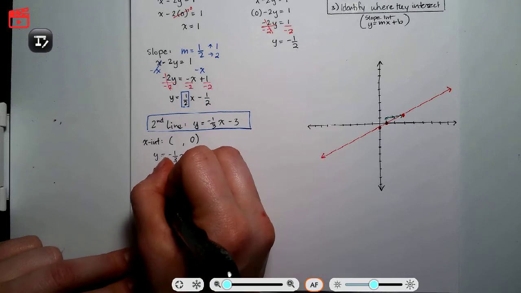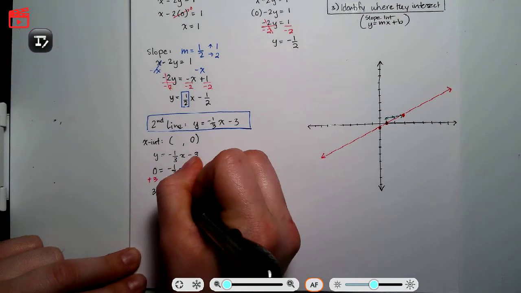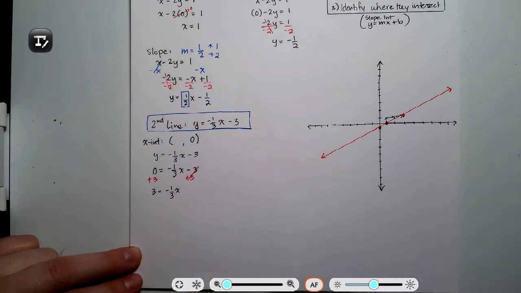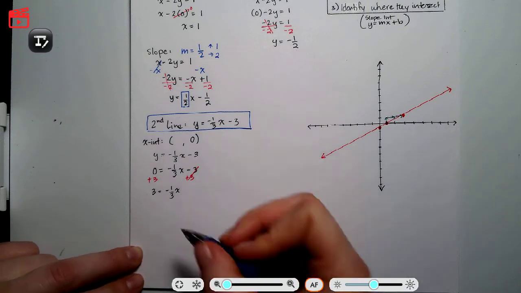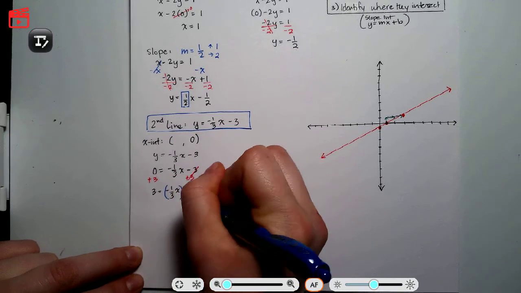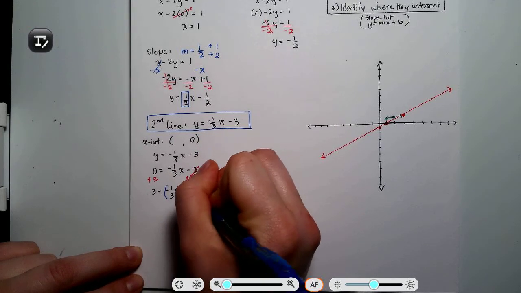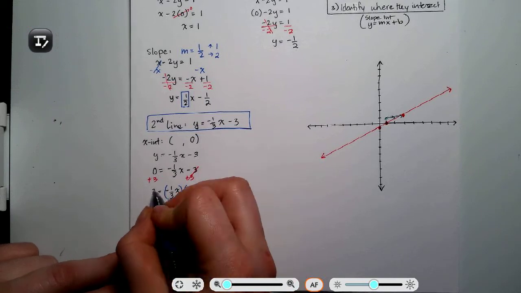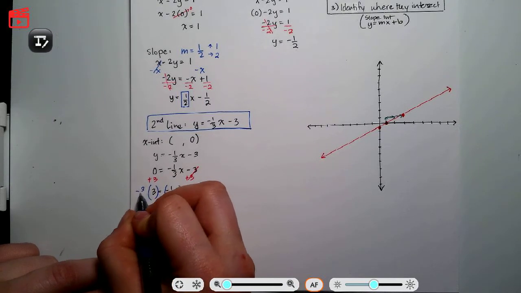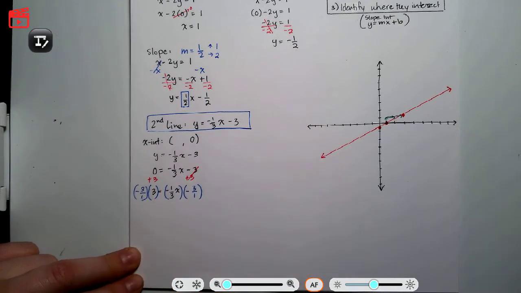Then we have 3 equals negative 1/3x. All right, so because I have a fraction near that x, I'm going to multiply both sides by the reciprocal of 1/3. The reciprocal of 1/3 is 3/1. And I will also multiply by a negative to cancel out that other negative right there. So multiplying both sides, what do I get?